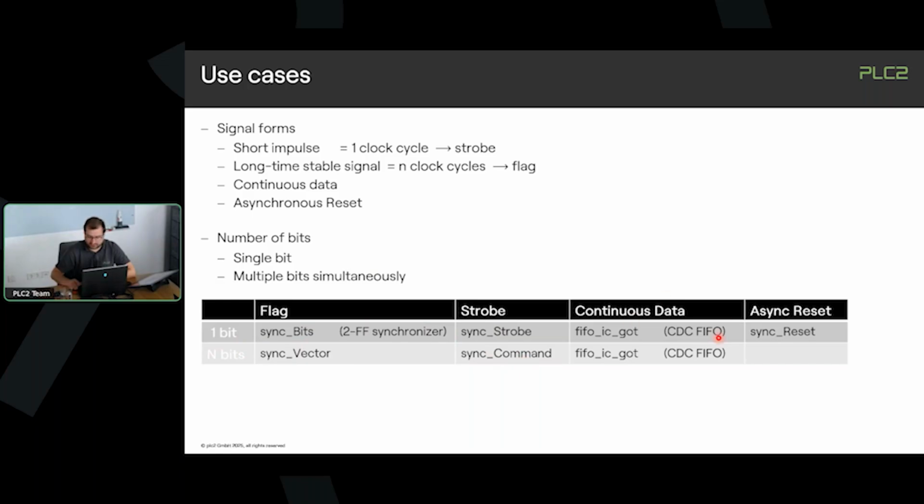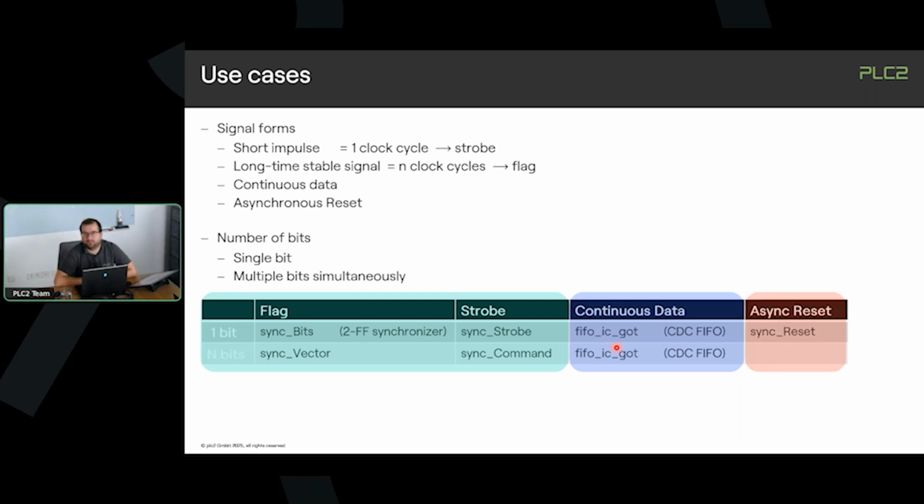Whenever you have continuous data, just let me highlight these four. If you have continuous data, independent of the number of bits, even if it's just a single bit, you need to use a CDC FIFO. And in the names of PoC, it's FIFO_IC_GOT. IC stands for independent clock. And then for special cases, we have, for example, the asynchronous reset synchronizer. This would be sync reset.